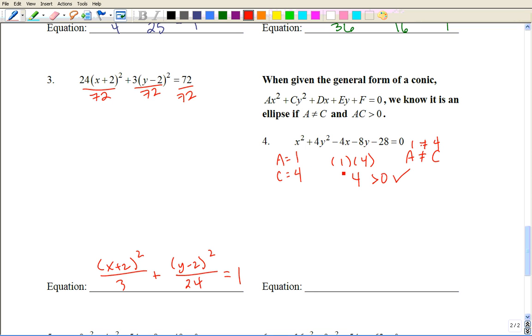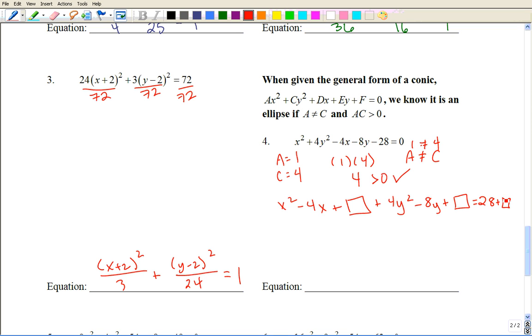So we know that we're dealing with an ellipse here. Okay, so let's do what we did before with the circles. Let's group the x terms together and the y terms together. And at the same time, I'm going to go ahead and add in the boxes. So I've got plus 4y squared minus 8y. I'll need to add a box there, equals, and add the constant over to the other side.